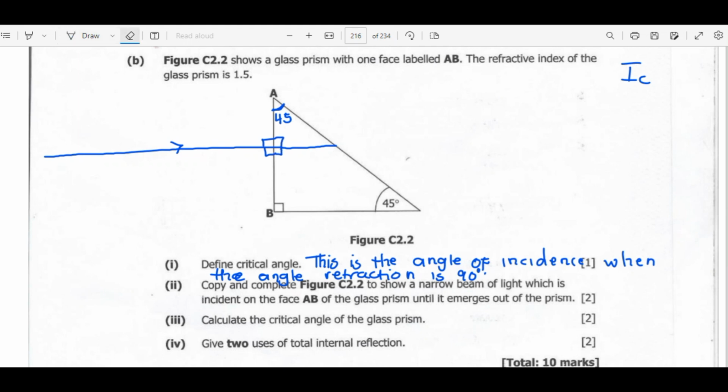Now if this angle is 90, then this angle must equal 45. Why do we say 45? So that if we add 45 plus this 45, plus the 90, we are able to get the 180 as the sum of the angles of the triangle. Now, what happens if this line hits here?